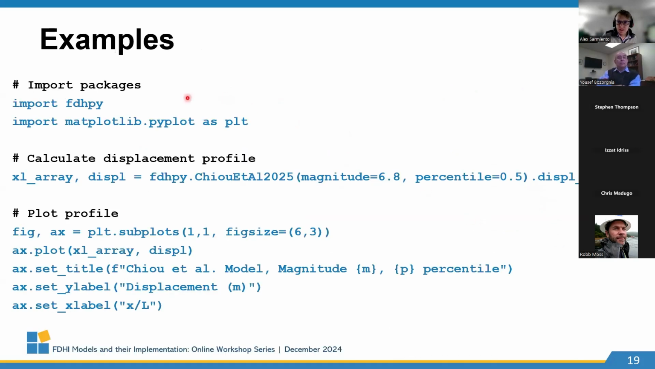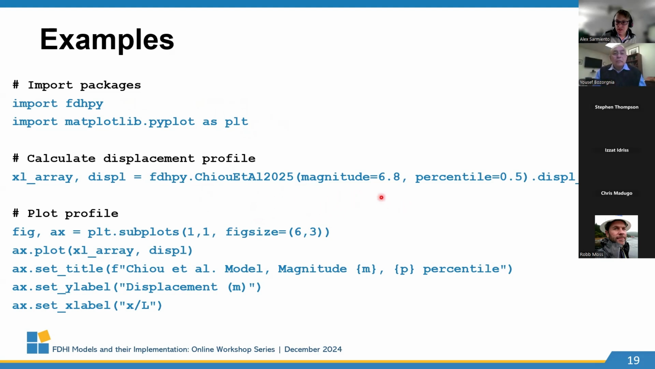This is a very quick example that you can find more of in the documentation online. What we'll do here, I'll just mention that I want to calculate a displacement profile. So this is typical Python syntax here. We will import our library, which is called FDHI. And I want to make a plot of the profile, so I'll use matplotlib as my plotting library. And then I want to calculate the displacement profile for the new Cho et al. model, which I want to look at a magnitude 8. So this is my model.